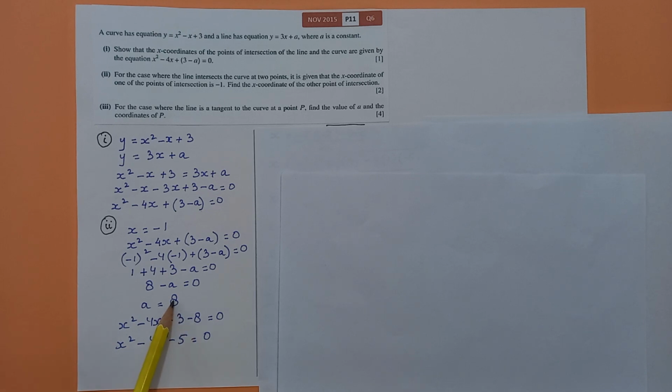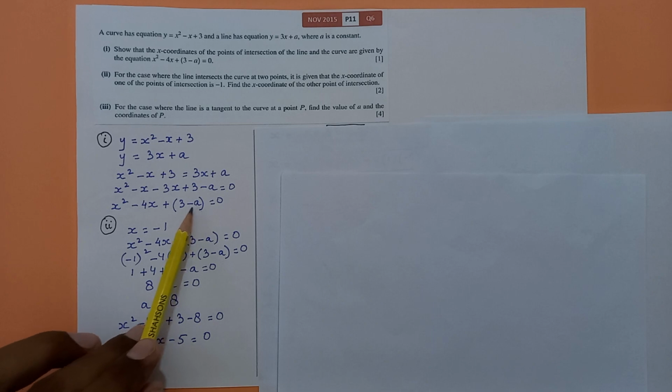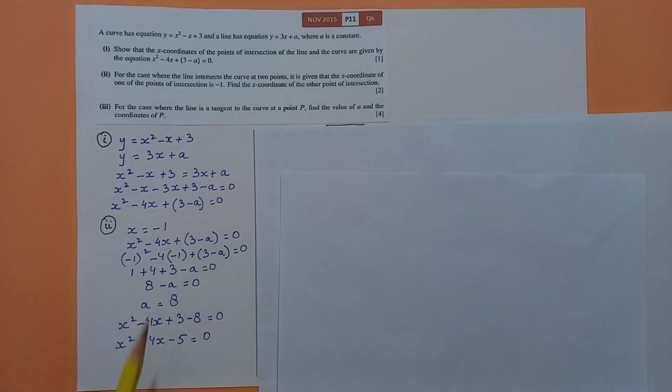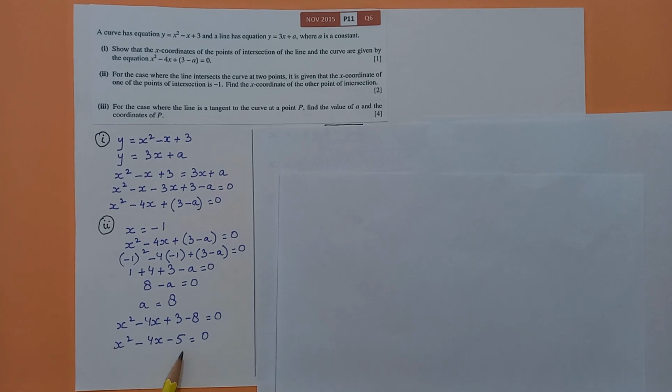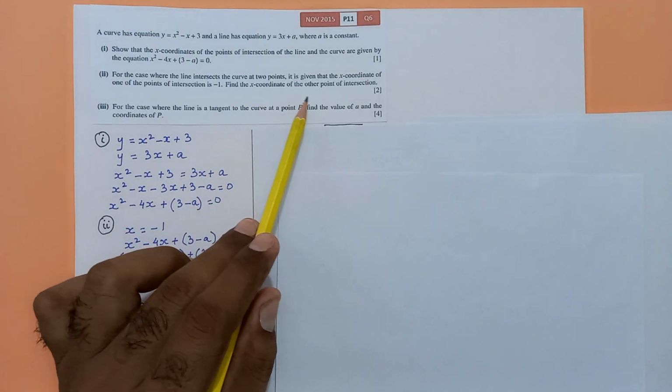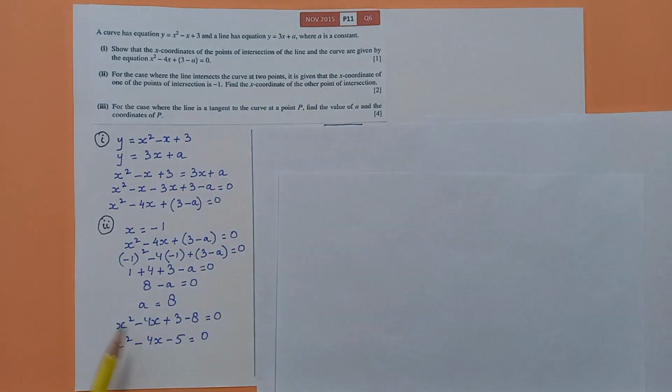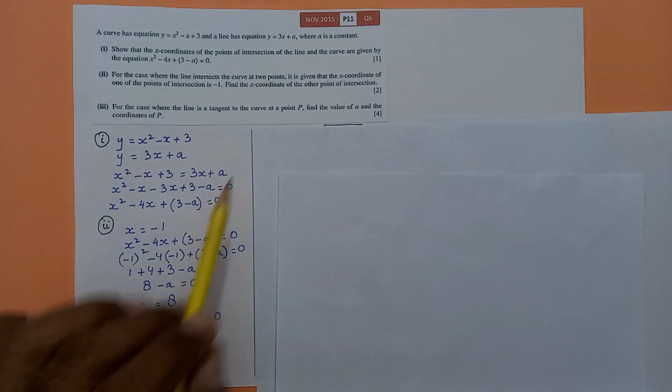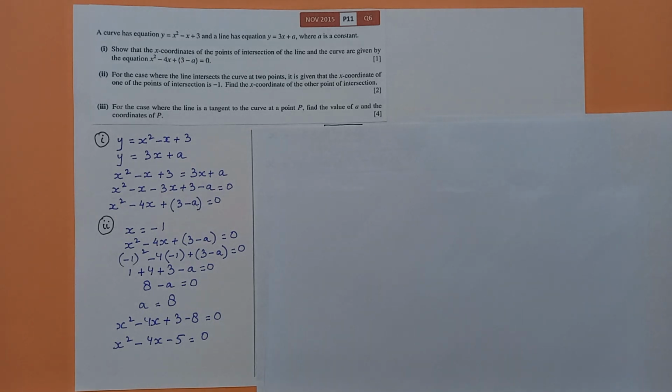After getting this value of 8, place it again in the equation, 3 minus a, making it 3 minus 8, and finally we have a proper quadratic equation. The question said find the x coordinate of the other point of intersection. Because it is a quadratic equation, if we use the quadratic formula, we will get 2 x coordinates. One x coordinate is -1, which was given, and whatever the other is, is basically the answer for the second part.